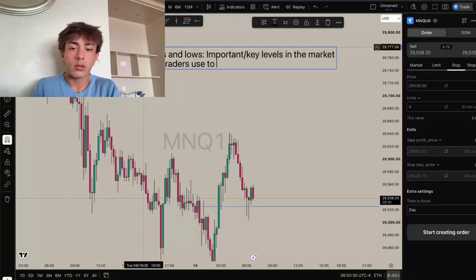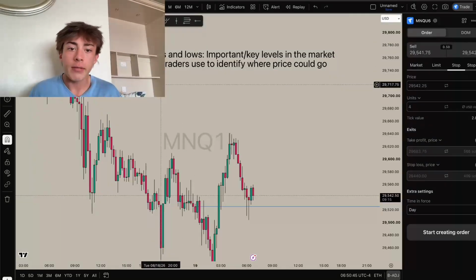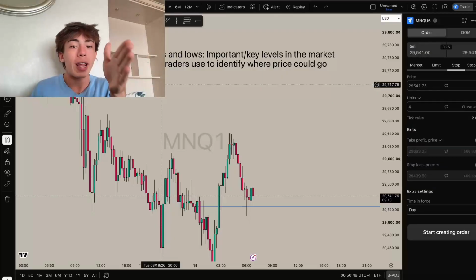that traders use to identify where price could go. It's that simple. They're just key levels in the market. Key level meaning it's a point where traders look to either trade to.